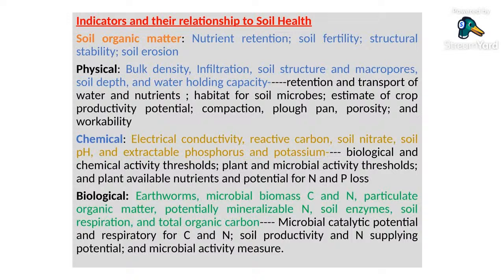In chemical indicators, it provides electrical conductivity, soil pH, and all macro and micronutrients. If you look at the biological health of the soil, definitely it will be the organisms, and they help in microbial catalytic potential and are a repository for carbon, nitrogen, and soil productivity.